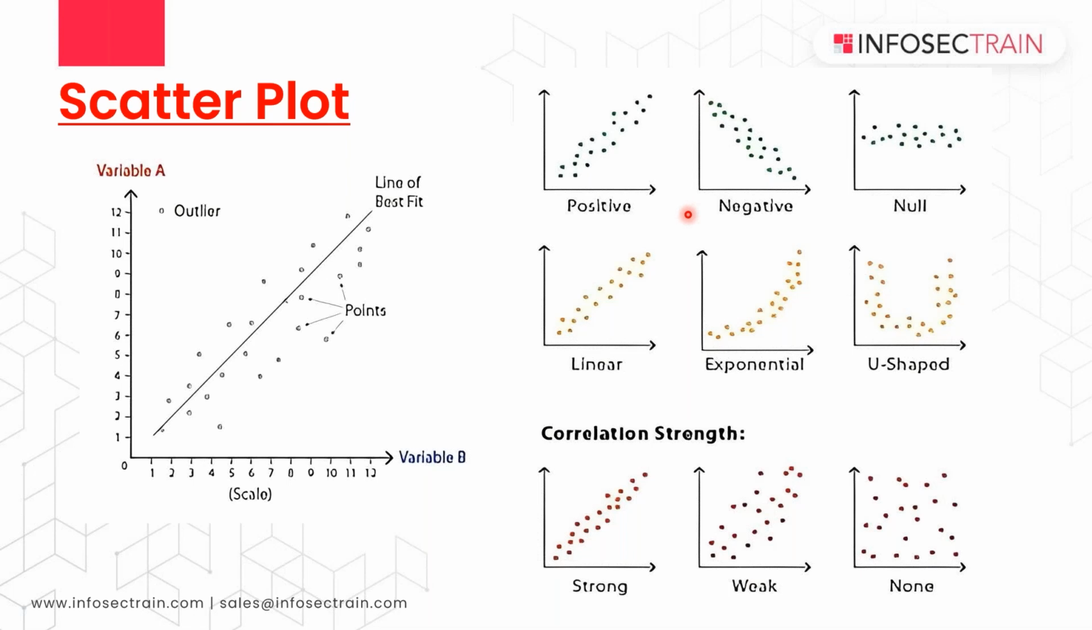Now the second thing is that if the x values are increasing but the y values are decreasing, then you can say that this is going to be a negative correlation, or you can simply say the trend of the data points is in the downward direction.